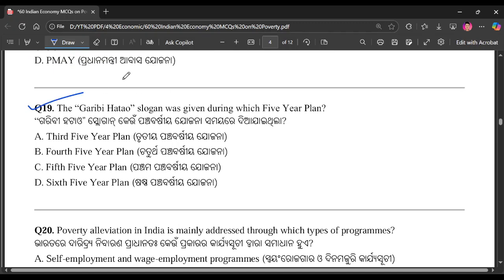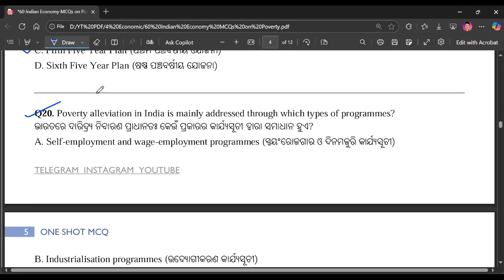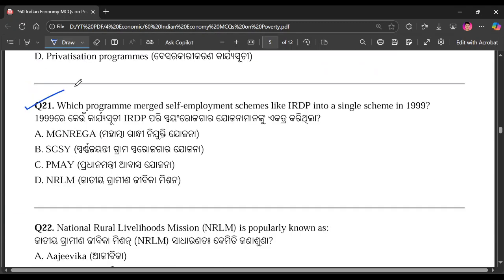Question number 19. The Garibi Hatao slogan was given during which 5-year plan? Right answer is option number C. Question number 20. Poverty alleviation in India is mainly addressed through which type of program? Right answer is option number A. Question number 21. Which program merged self-employment schemes like IRDP into a single scheme in 1999? Right answer is option number B.